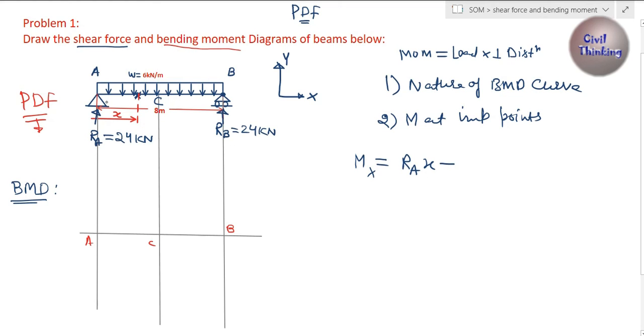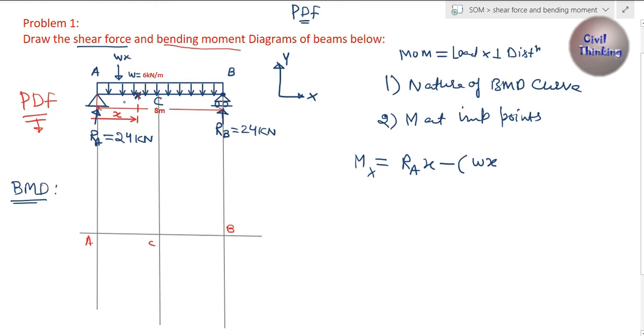Again, how much load is there from A to x? It is W multiplied by x. Now W multiplied by x is the total load from A to x, and we can assume it to act at the center, because the center is going to be the center of gravity. So we can assume this to be here. How much is this load? It is Wx. This is the load at the center.